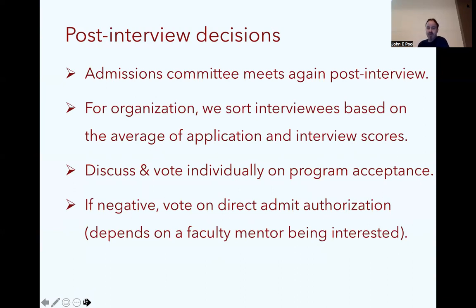And if we don't feel like we can offer them program acceptance, then we will tend to have a second vote on whether to add them to our group that is cleared for direct admission. In this case, they've been interviewed already, so they would just be completely authorized for direct admission if there is an interested faculty member and the applicant wants that.